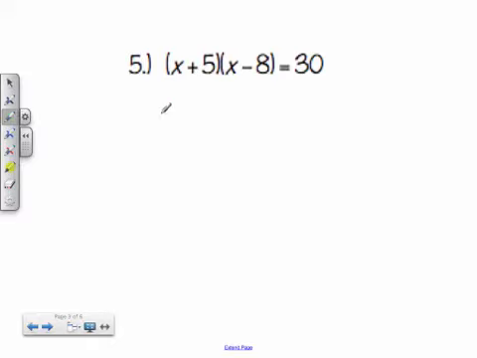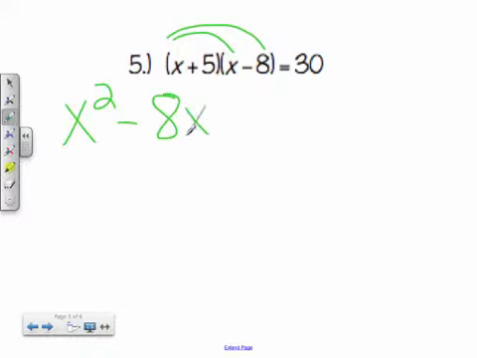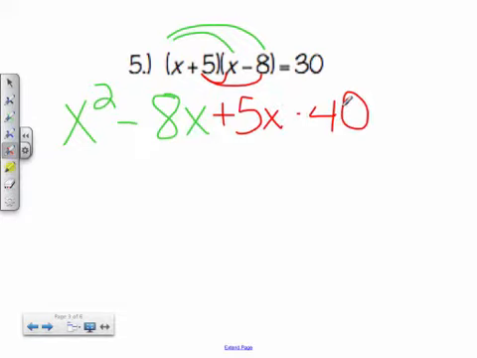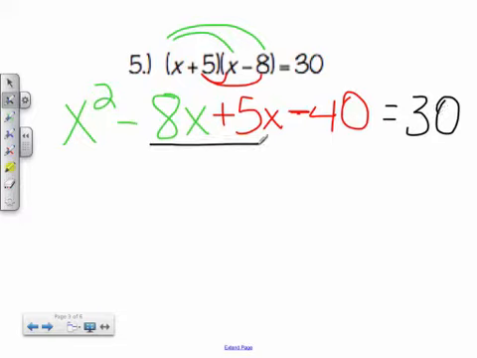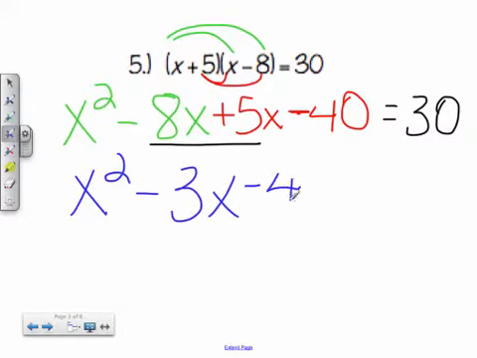So I'm going to distribute to figure out what the left side really is. I'm going to distribute this x through to everybody right here. So I end up getting x squared minus 8x. And then I'm going to distribute this 5 through to everybody. So I end up getting plus 5x minus 40. And that's all going to equal 30. So then I'm going to combine my like terms on this side right here. I end up getting x squared minus 3x minus 40 equals 30.